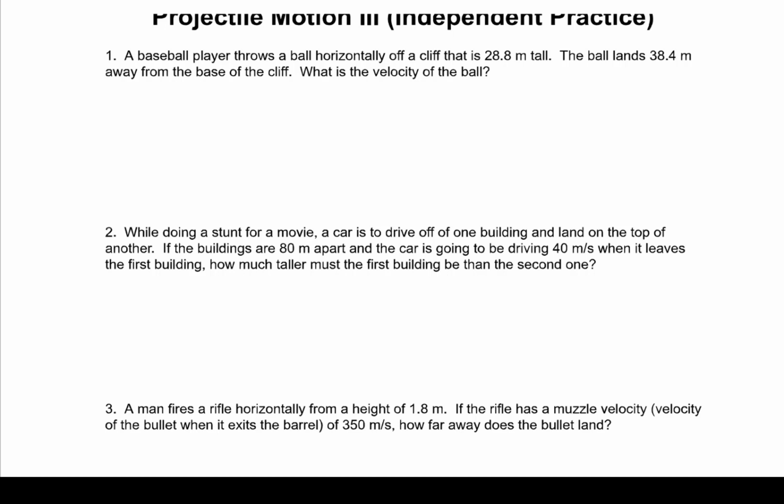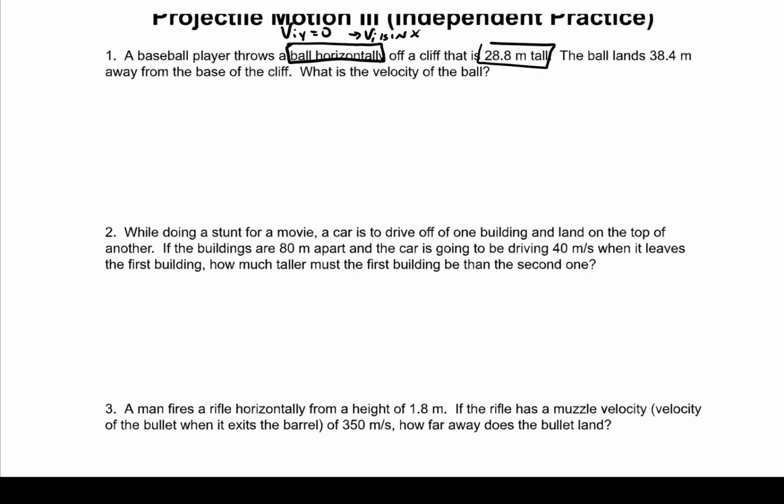Here's how we're going to do this. We're going to go through and we're going to mark in the text everything that we get from it. This is hugely important. So a baseball player throws the ball horizontally off a cliff. When we throw something horizontally, we know two things right away. One of the things that we know is the initial velocity in the y direction is 0, because we throw the thing horizontally, which means all of our velocity is in the x direction.